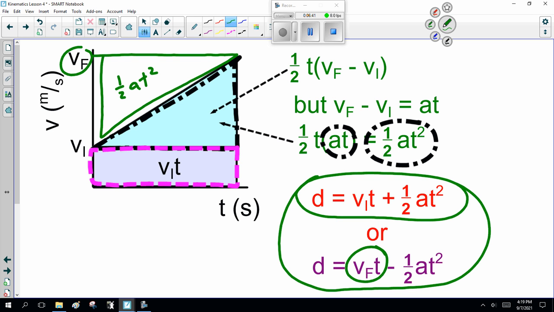Now we've got two more formulas you can use. So notice they're both on your formula sheet. Displacement is v initial t plus 1/2 AT squared. I'm looking at my version of the formula sheet, and this little divisor sign didn't show up very well, but it is there. So here's two different versions of the formula we can use to find displacement.